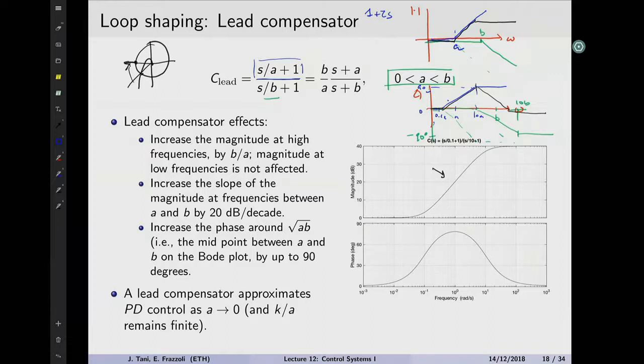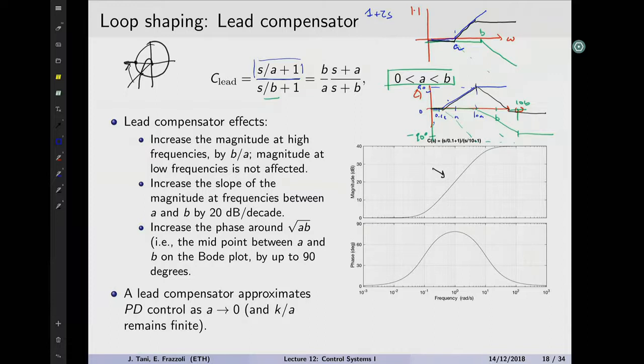So lead is good. Adding positive phase is a good thing if it's added in the right spot. On the other side, adding negative phase is typically something that, at the wrong spot, that is at the crossover frequency, reduces the phase margin and therefore pushes towards instability, which is a bad thing. So this is the situation for a lead compensator.